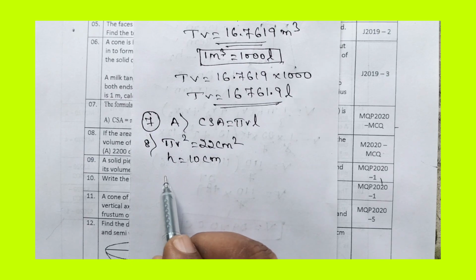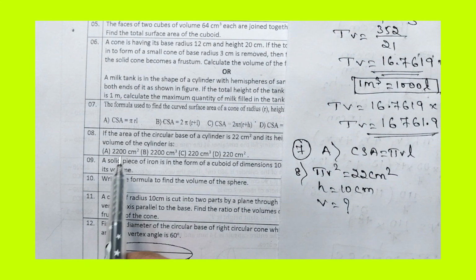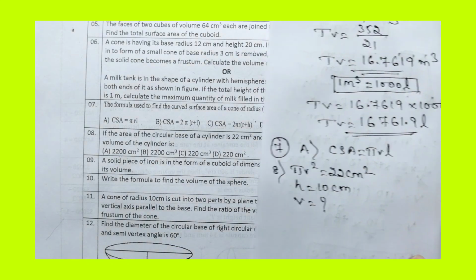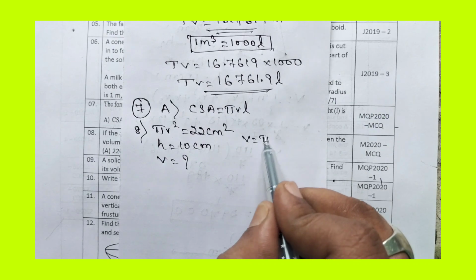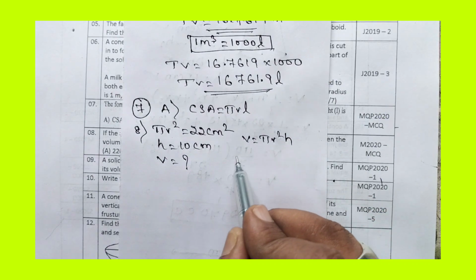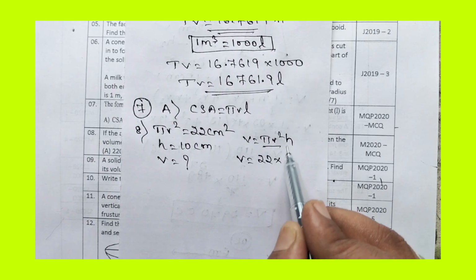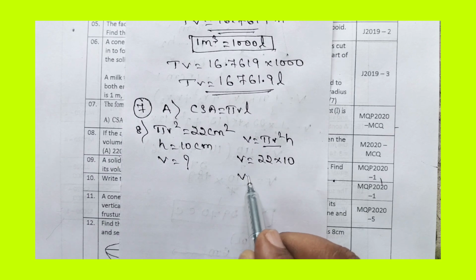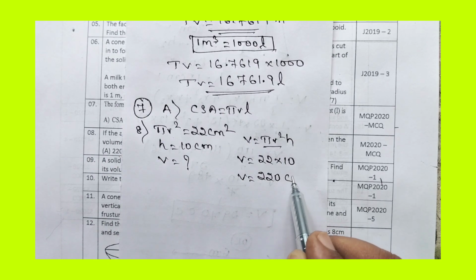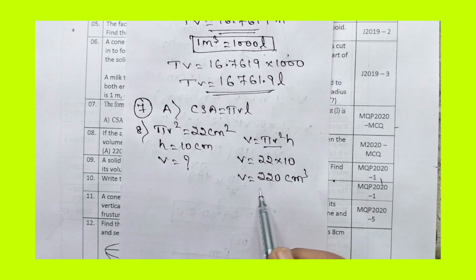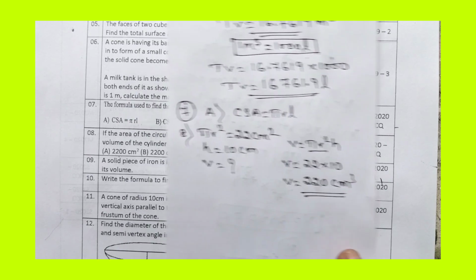Now we have to calculate. They asked us to calculate the volume of the cylinder. So let us answer this. Volume of the cylinder is equal to pi r square h. Volume is equal to pi r square, that is 22, into h, that is 10. So volume is equal to 22 into 10, which is 220 centimeter cube or cc. So 220 cm cube is the volume of the cylinder.